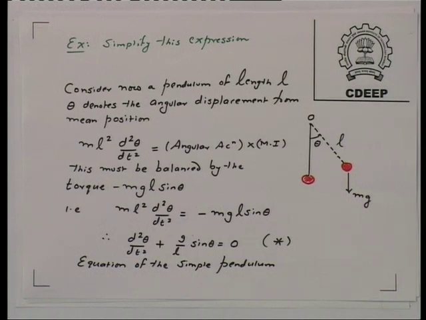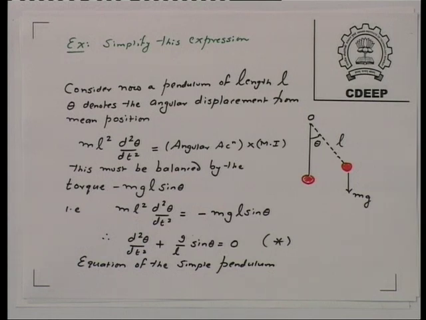The angular acceleration multiplied by moment of inertia gives you the torque, and this torque is getting balanced by the torque due to gravity. Gravity is pulling it vertically downwards, the force is mg acting vertically downwards, and so m g L sin theta will be the torque caused by the force of gravity. So, these two must balance.